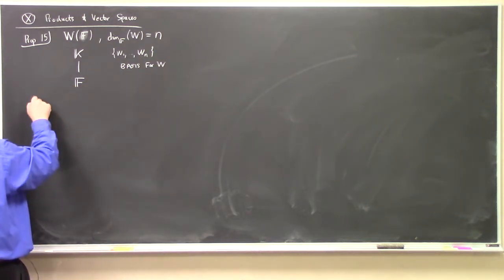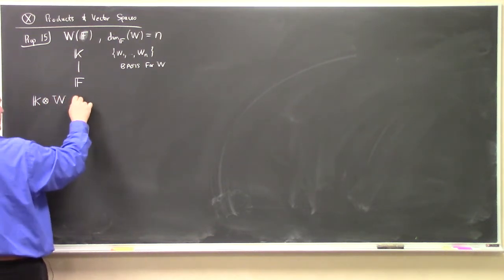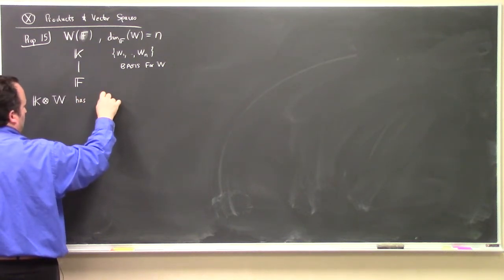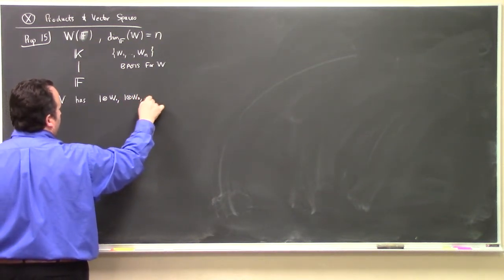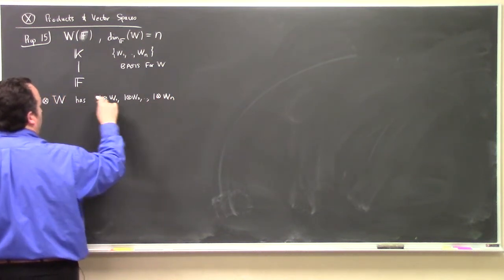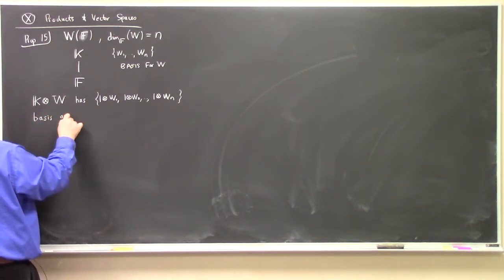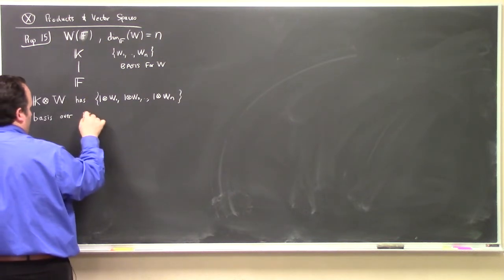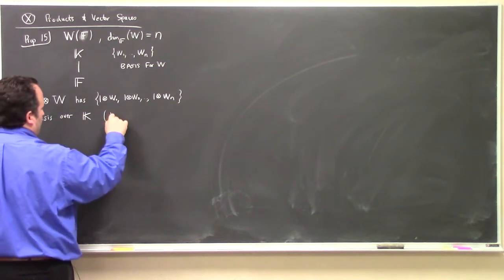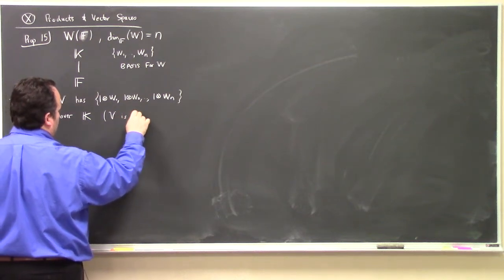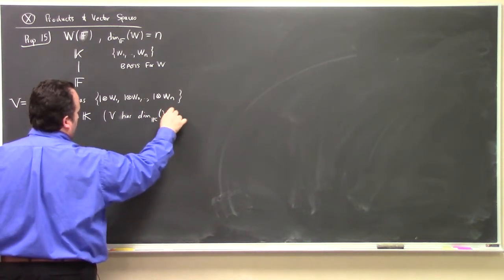Then if we do K tensor W, he says 1 tensor W1, 1 tensor W2, up to 1 tensor Wn is a basis over K. So here, let me call this V. Here V has K-dimension of n.